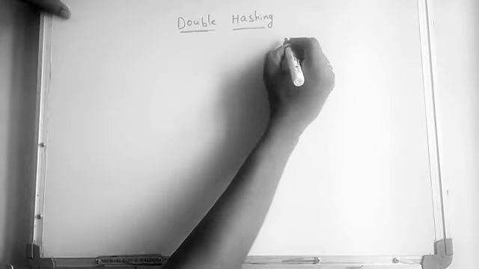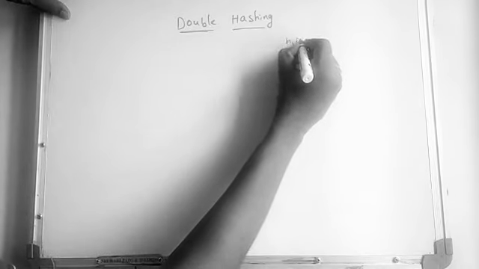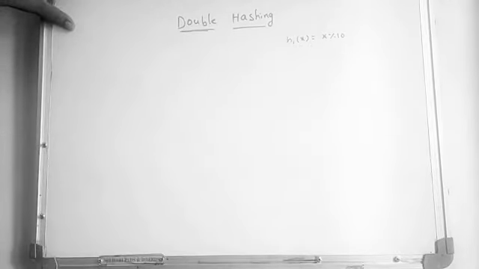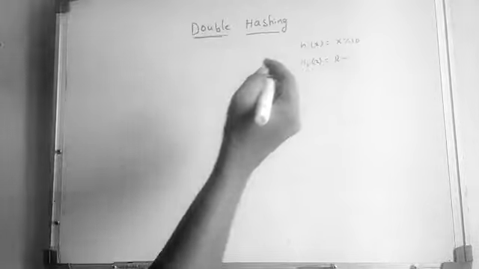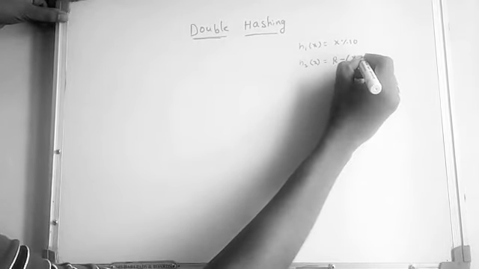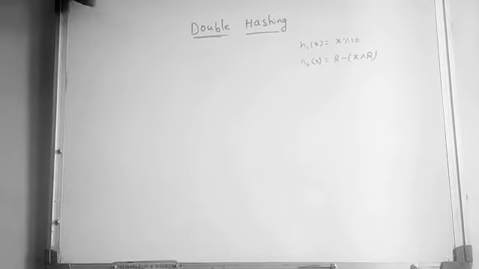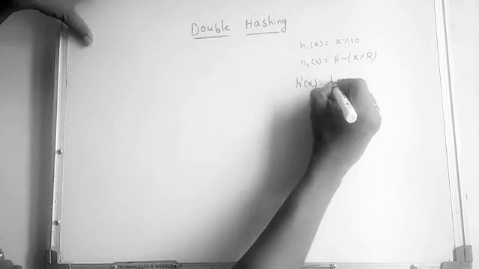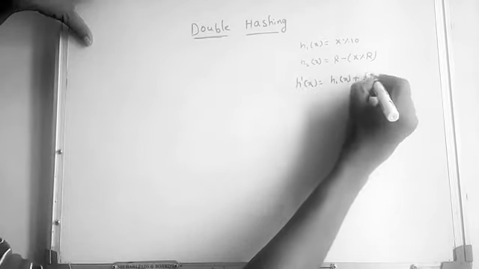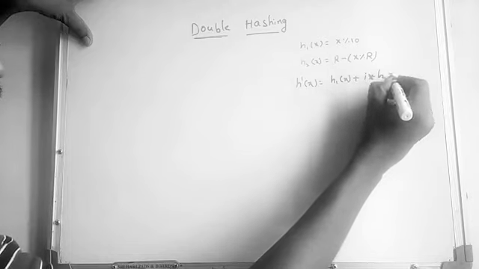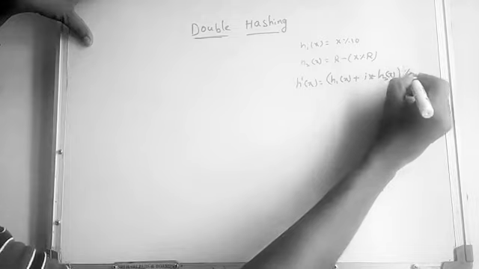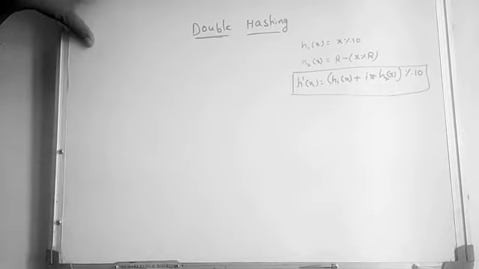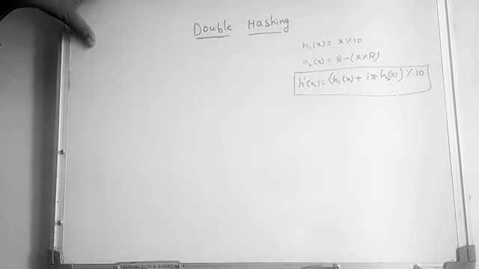The general hash function is h1 of x, this is a general hash function. Now another hash function we are going to use is h2 of x equals r minus x mod r. These are the two hash functions we are using. The final hash function is h dash of x equals h1 of x plus i into h2 of x, modulo division of 10. So this is the overall function, the mathematical formula. Let us see how it works.